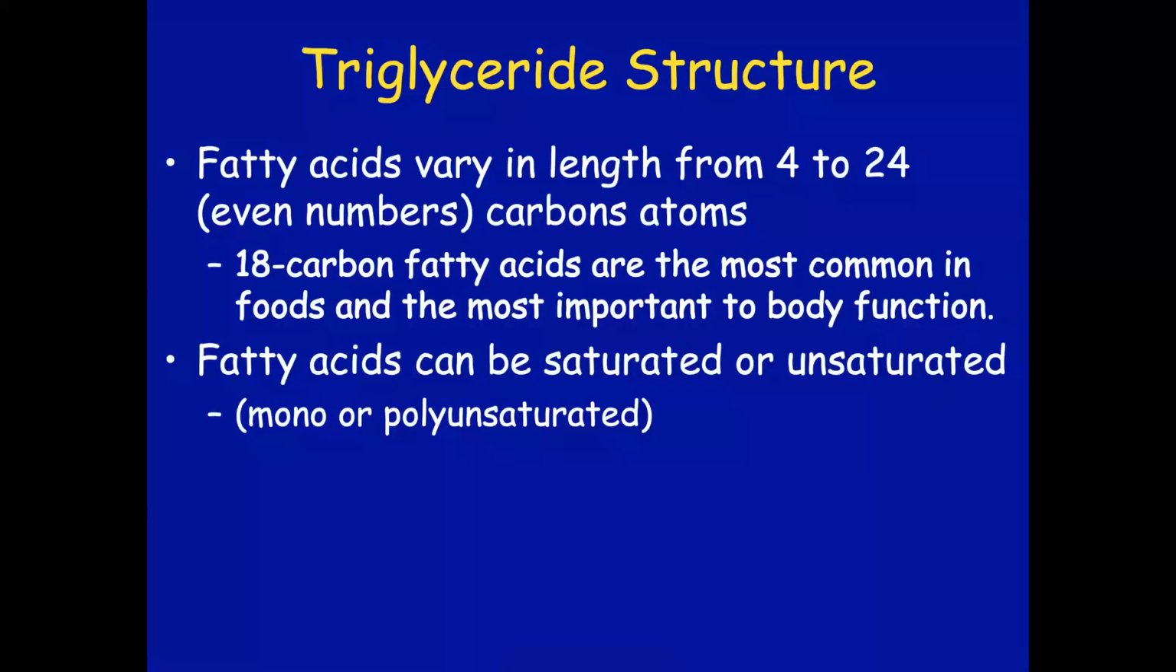Now, the length of fatty acids is between 4 and 24 carbons, and they're in even numbers. I can't remember why. I don't even know if I ever knew why. The most common that you will find in what you eat, and the most important of those that are used for our bodily functions, are 18 carbon fatty acids. And these fatty acids can either be saturated or unsaturated. And if they're unsaturated, they can be mono or polyunsaturated. What the heck? Stay tuned. If you don't remember or you don't understand what that means, we'll be going over that.